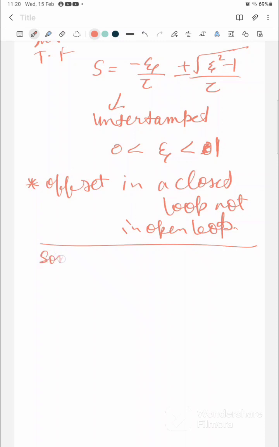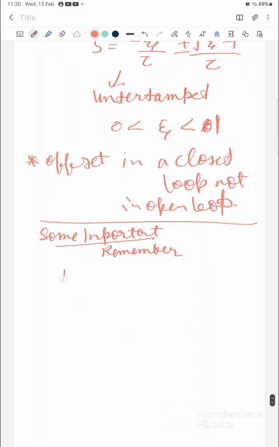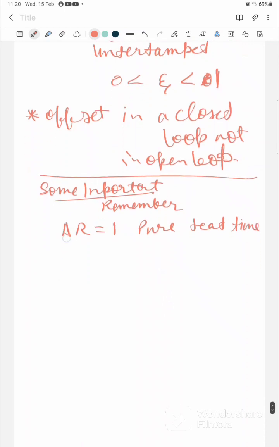Some important things we should remember. AR is equal to 1 for pure dead time. This is amplitude ratio.